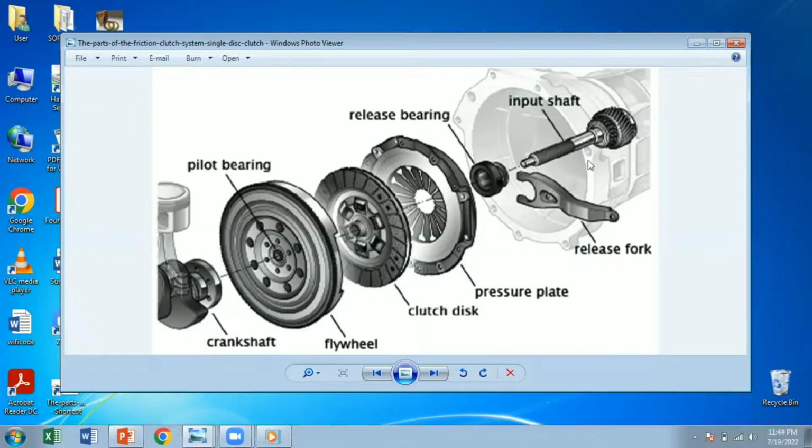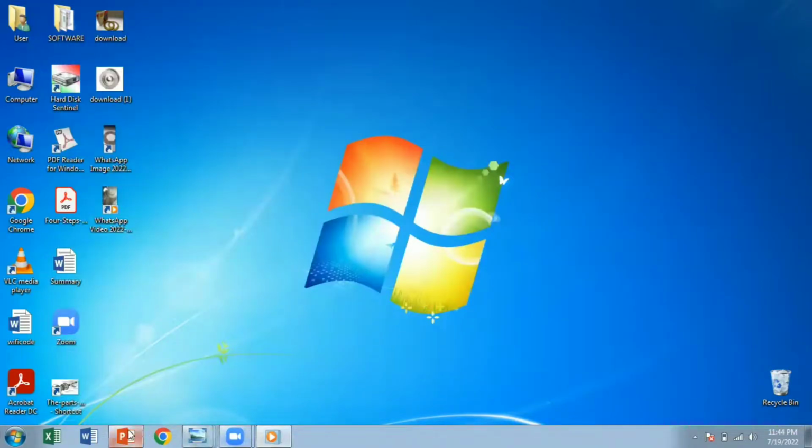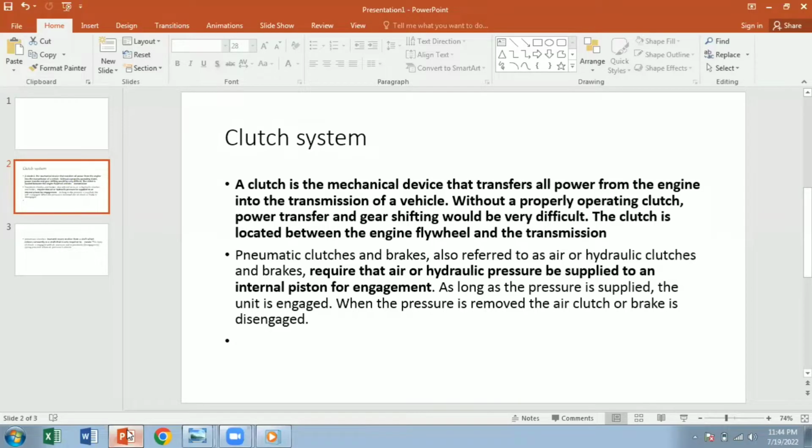in engineering? We studied, for almost all four years, the transmission power of cars and trucks. Here is the definition: a clutch is a mechanical device that transfers all the power from the engine into the transmission of the vehicle. Without a properly operating clutch, power transfer and gear shifting will be very difficult. The clutch is located between the engine and flywheel.